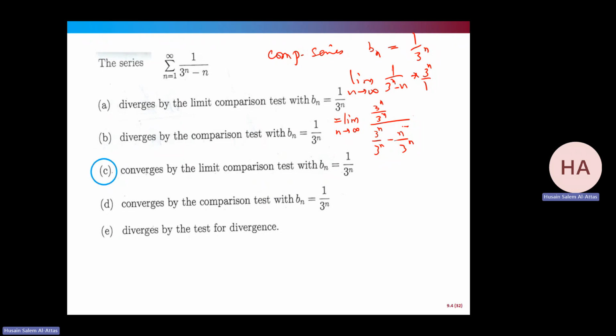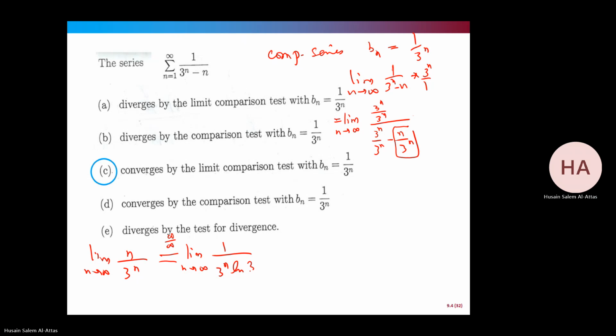I need to do this limit, which uses L'Hopital's rule. The limit as n goes to infinity of n over 3 to the power n. That will be infinity over infinity, so I need L'Hopital's rule. I have 1 over 3 to the power n ln 3. Now it's 1 over infinity, which is 0. So this limit will be 1 over 1 minus 0, which is 1, positive.